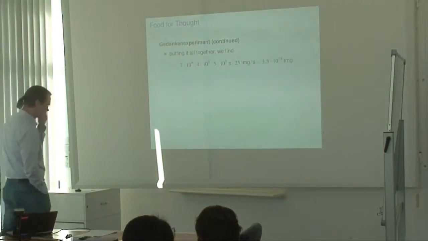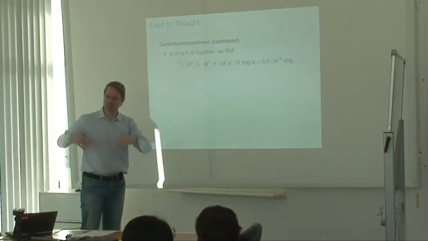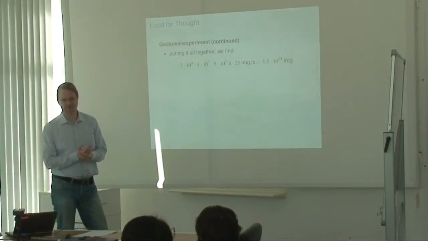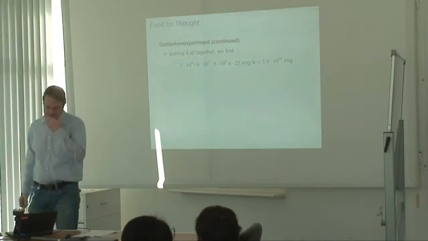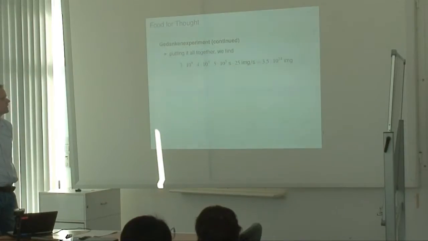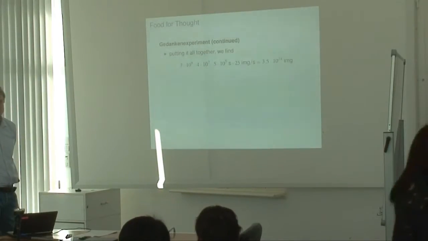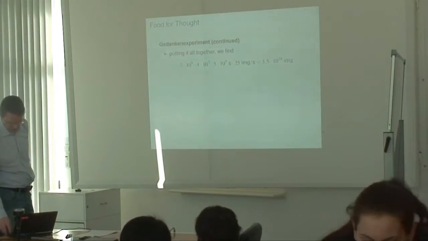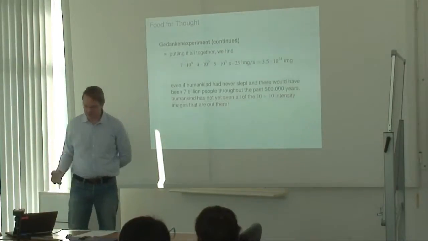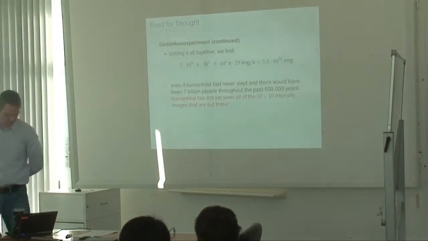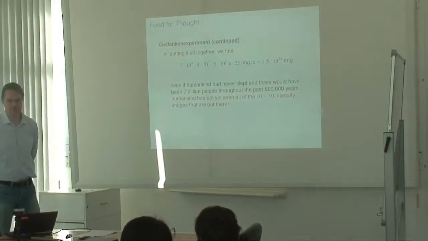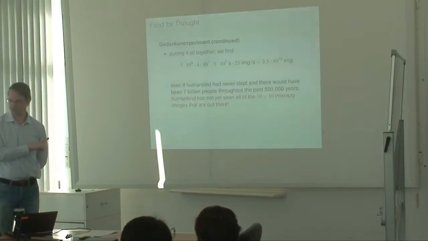But if they would have been around for 500,000 years, in the number they are right now, and they would have been active 24 hours a day, never slept, then all these people would have seen 3.5 times 10 raised to the 24 images of this kind. That is, if humankind had never slept and there would have been 7 billion people every day throughout the last 500,000 years, which of course all of this is bullshit, right?